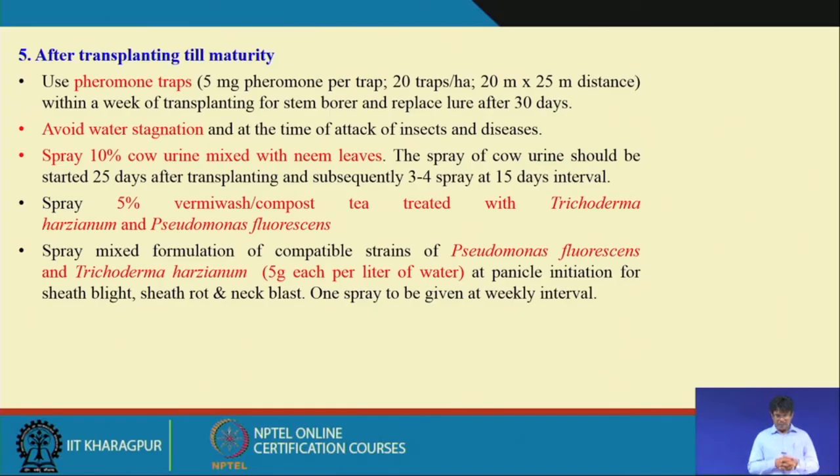Of course, we can spray 10% cow urine mixed with neem leaves. The spray of cow urine should be started at 25 days after transplanting, and subsequently 3 to 4 sprays at 15 days interval. And we can spray 5% vermiwash or vermicompost tea treated with Trichoderma harzianum and Pseudomonas fluorescens. So, compost tea is also a very good aspect to have control on pest and disease. Also, this supplies many nutrients.